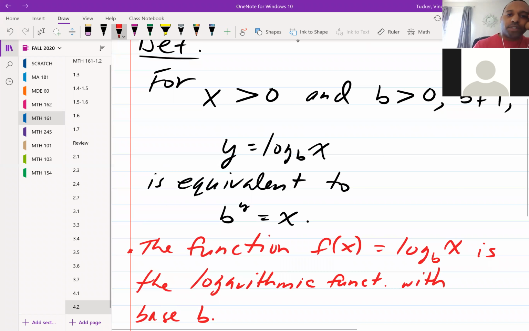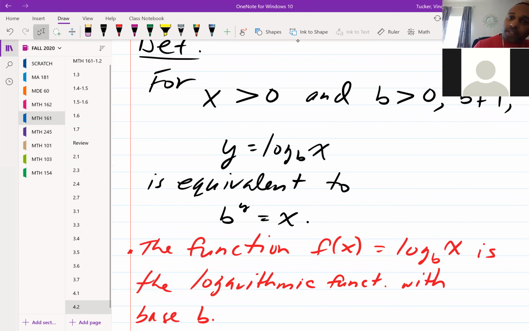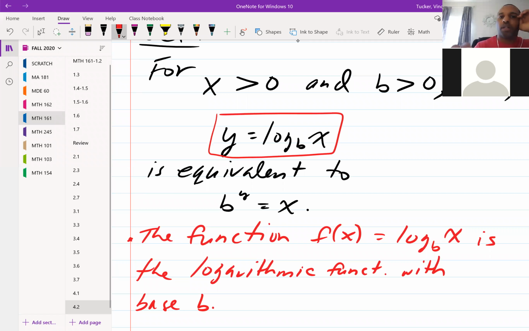All right, so the definition here: for when x is positive, b is positive, and also b is not equal to 1, we have y equal to log base b of x, and that's also equivalent to b to the y power equal to x. And then here it says the function f of x is equal to log base b of x is the logarithmic function with base b, which is what I just mentioned.